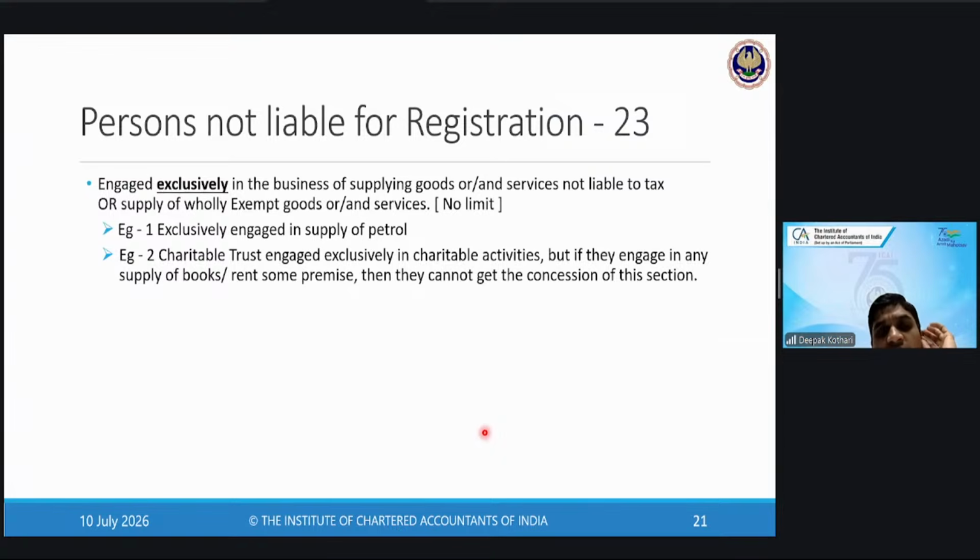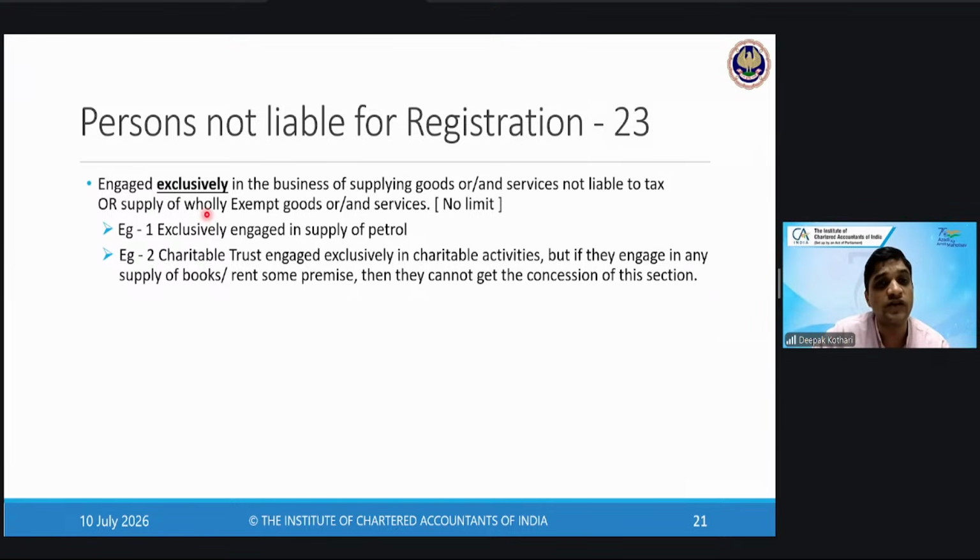Persons who are not liable for registration. First, we saw section 22, that registration is required once you cross the threshold limit. Then section 24 said that compulsory registration means even if you don't touch the threshold limit, you have to take registration. Then in between 22 and 24 comes section 23, which says that some people need not take registration. Who are not required to take registration?